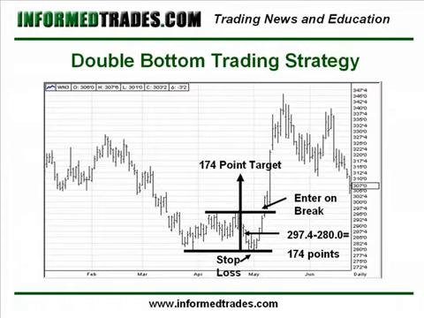Stop loss is placed just below the lowest trough in the double bottom. Again here we're looking for confirmation from volume. If you were looking at a stock market chart or a futures market chart, you would look for falling volume on the second trough that forms the double bottom, and rising volume on the break of the resistance line.